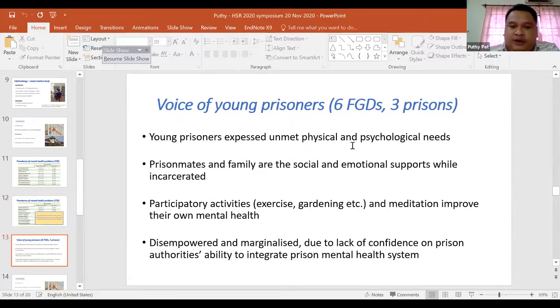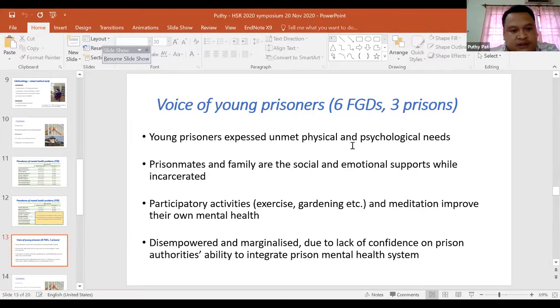When we look at our qualitative study, we came up with 4 different themes. The first one: young prisoners express unmet physical and psychological needs. Almost all of them expressed that their basic physical needs are not met, for example food or a place to sleep, and as well as that emotional support is not there.